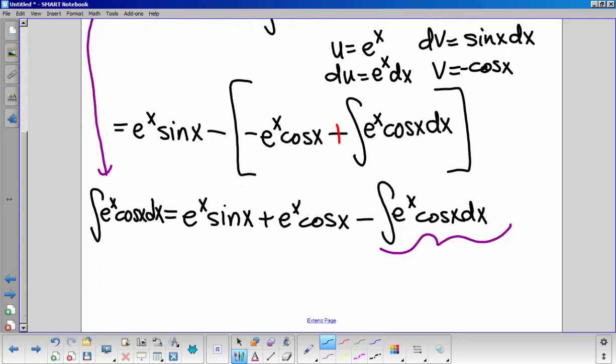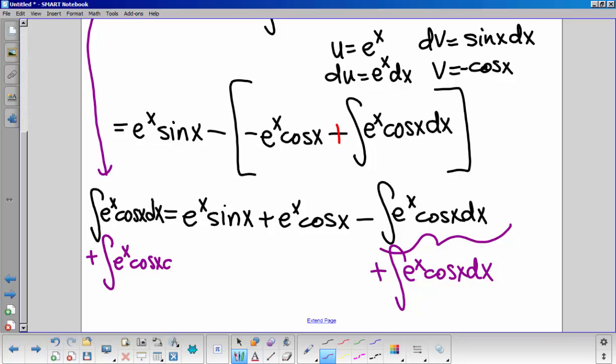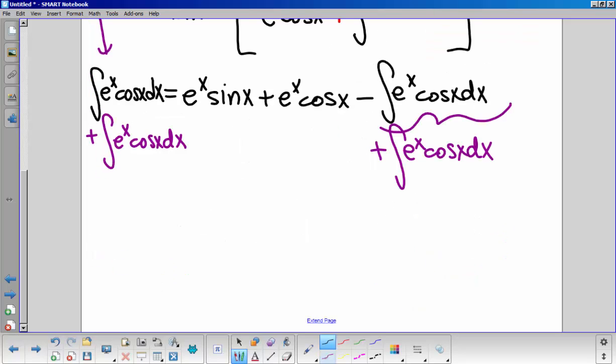And this right here is the sleight of hand. But I don't want you to think of it that way. What if, right now, I decided that I would add this integral e to the x cosine x to both sides? You would get 2 of them on this side. Now that's legitimate, right? And then you just divide by 2.